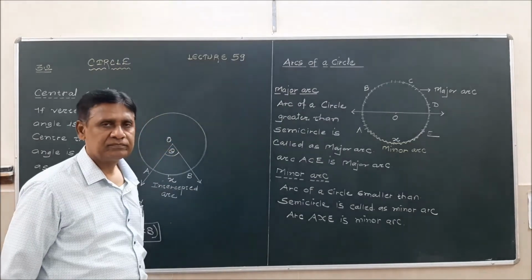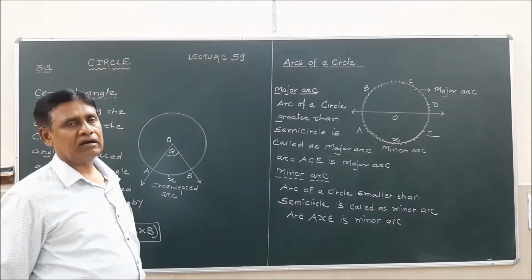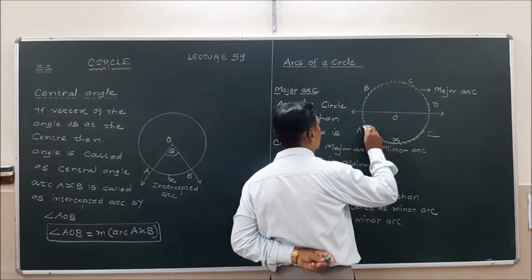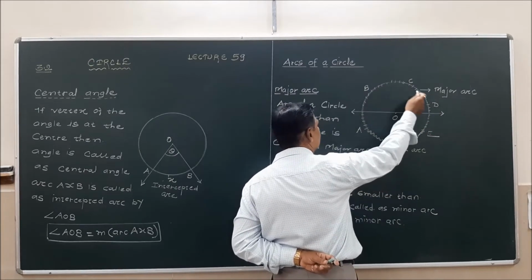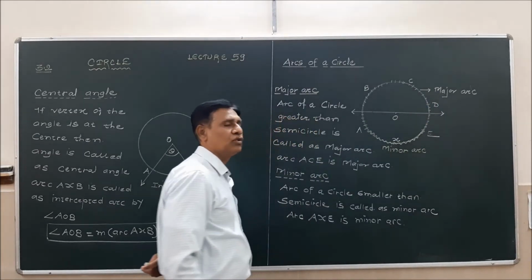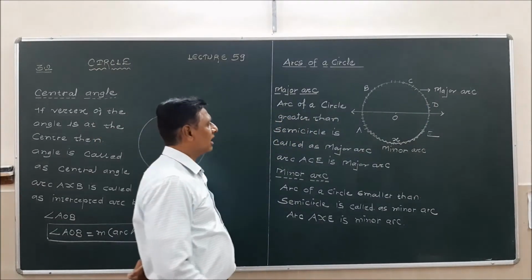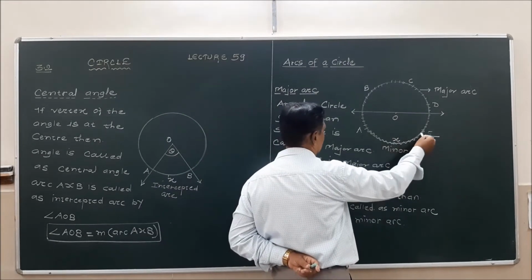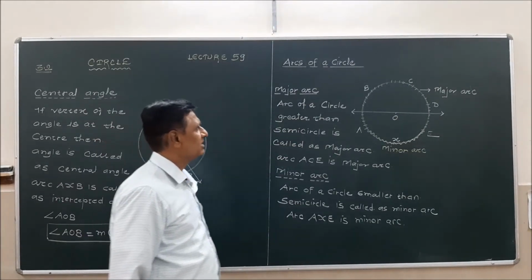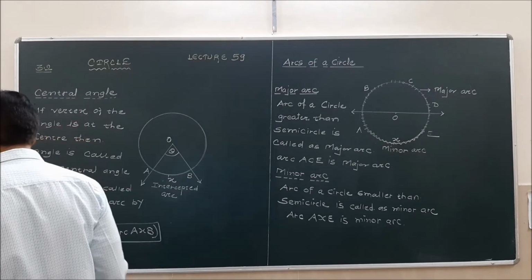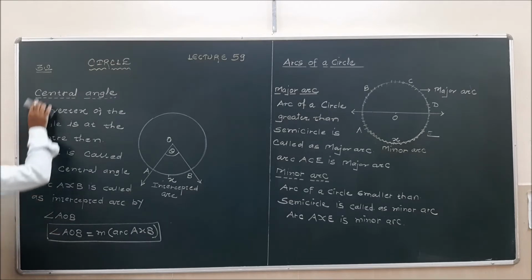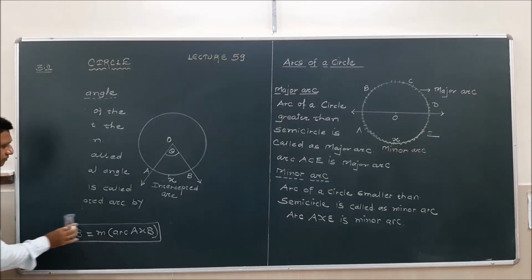Try to understand the concept of major arc and minor arc. The arc which is greater than semicircle, of course semicircle is this much or this much, but you will notice this arc is greater than semicircle, it's called a major arc. While the arc which is smaller than semicircle is called a minor arc. Very important. The next concept is sum of all arcs of a circle. Central angle is also easy to understand.